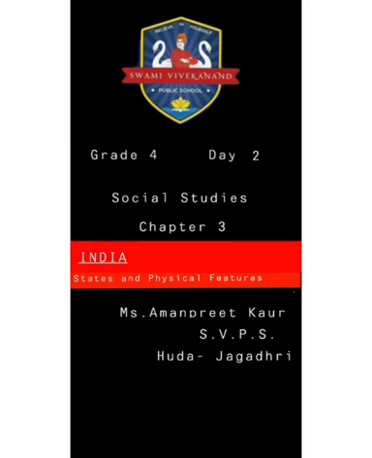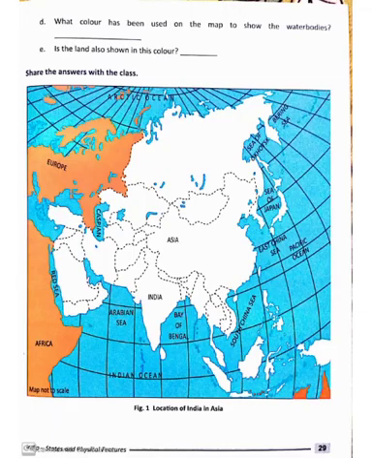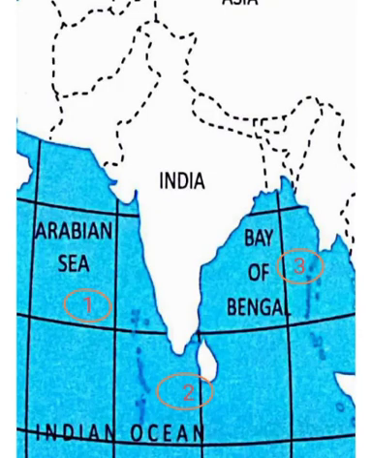I welcome you to the second day of social studies chapter number 3, India, States and Physical Features. In the previous video, students, we saw this map where we can see a huge landmass and India, located on the southern part of Asia, is surrounded by three water bodies. That is Arabian Sea, Indian Ocean and Bay of Bengal. And so India is called Indian Peninsula.